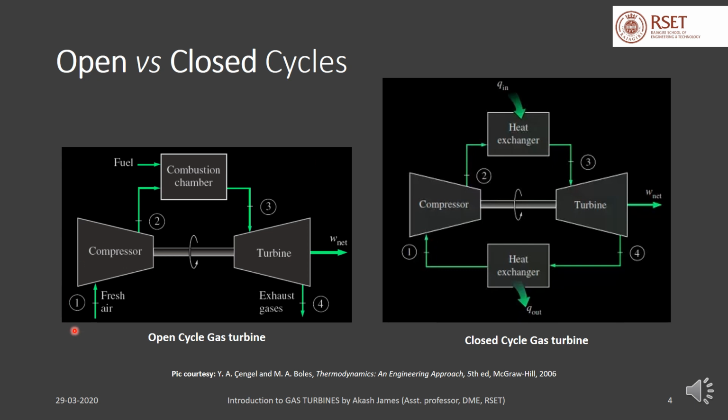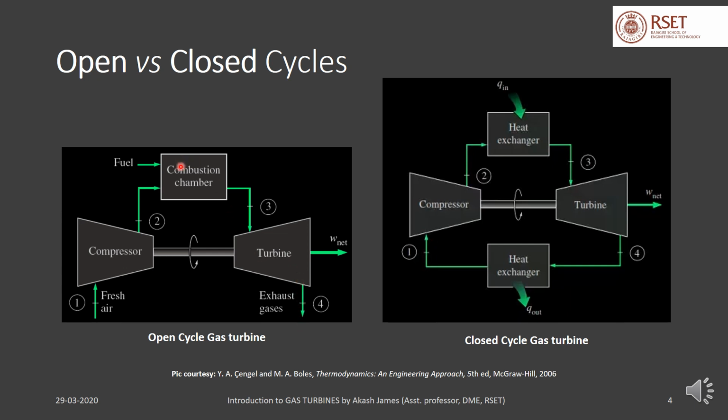In an open cycle gas turbine, fresh air enters the compressor and gets compressed to a higher pressure. The high pressure air is then mixed with fuel, and the air fuel mixture is burned in a combustion chamber. The combustion products, which are at high pressure and high temperature, are then expanded through a turbine producing useful work, and the combustion products are then expelled out.